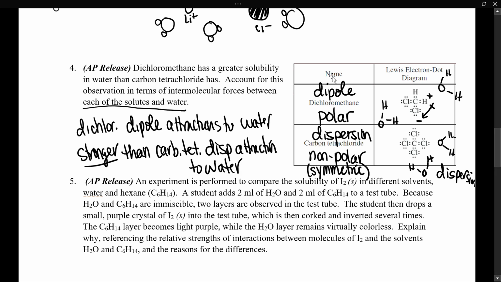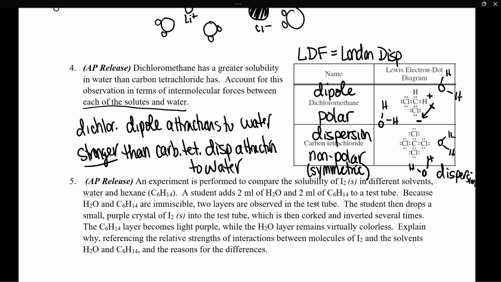And just, if you check the scoring guidelines to this question, I'm pretty sure they will. Yeah, they talk about this. A couple of notes I should say: another term you use for dispersion forces is LDF. So LDF stands for London dispersion forces. If you see LDF somewhere, that's what that means.